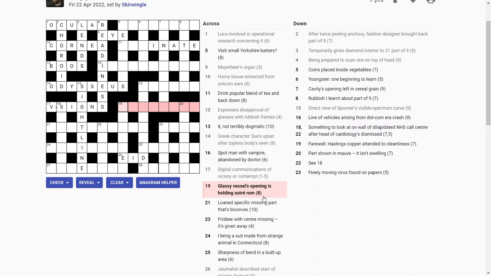Glassy vessel's opening is holding outre rum. Does that mean anagram of rum? Glassy. No, not seeing that. Vessel's opening must be V, surely. Is. Does that mean it ends with is and we've got V? No. Oh, rum can be an anagram indicator because the word rum means weird or unusual, doesn't it? So it's probably V, is with the I there or there, and then an anagram of outre inside.